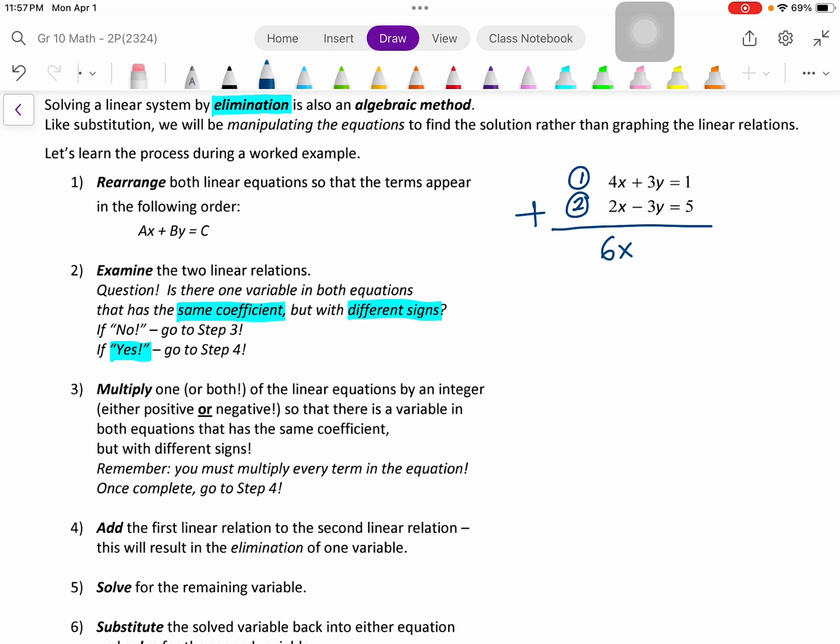3y plus negative 3y is equal to 0. If you want, you can just leave it blank and not write anything, or perhaps even just show that when you add them that becomes 0. That's fine.